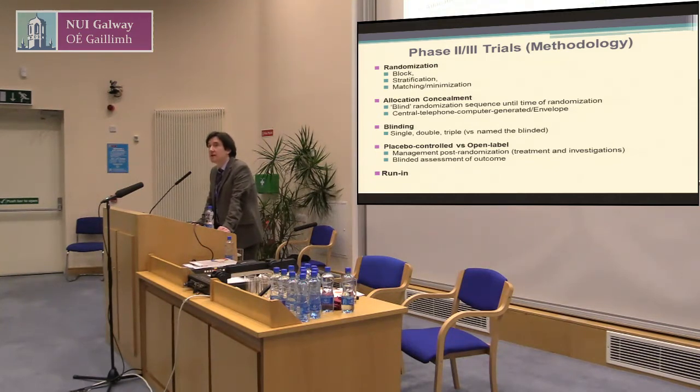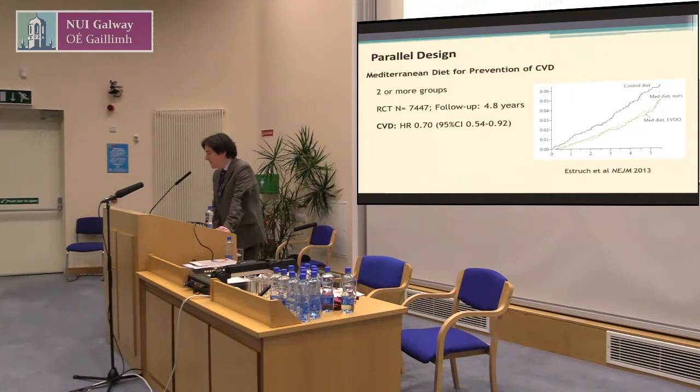Placebo control versus open label and the challenges that open label present to people, and particularly around conducting an unbiased trial when it's open label. And finally, the concept of run-in, and again, this is an emerging issue around the appropriateness and when run-in periods should be used, where you test the drug or you test placebo in the population before randomizing them to see whether they're suitable for the randomized controlled trial.